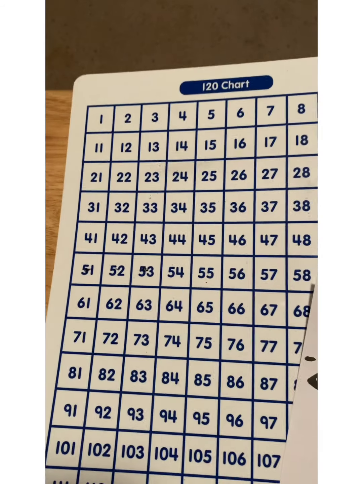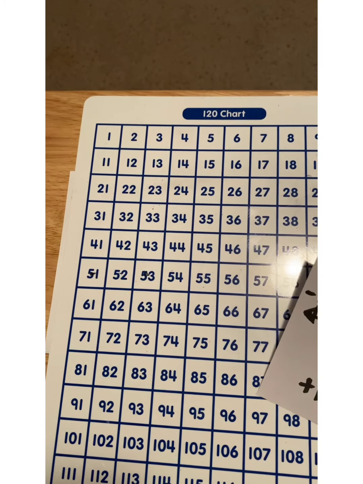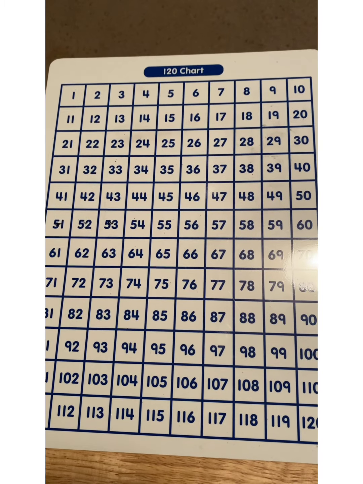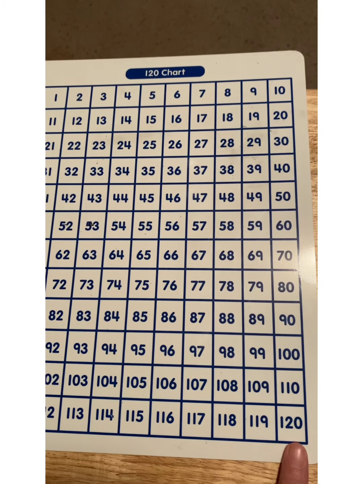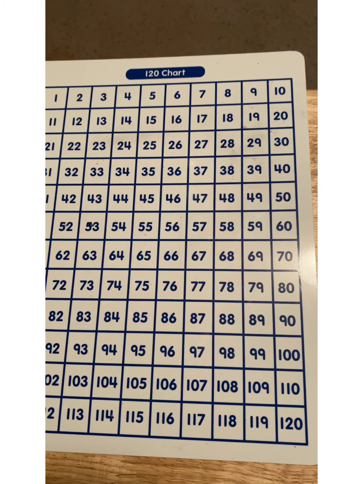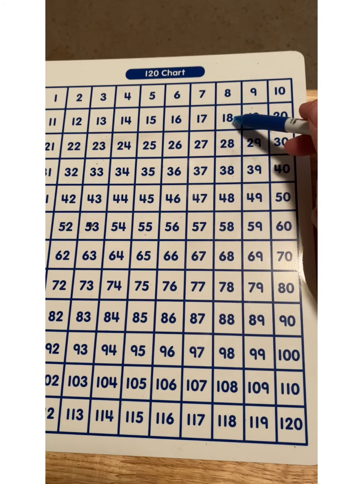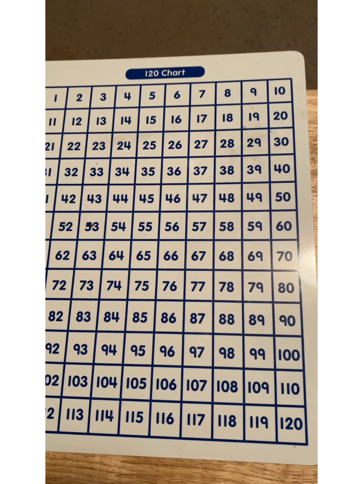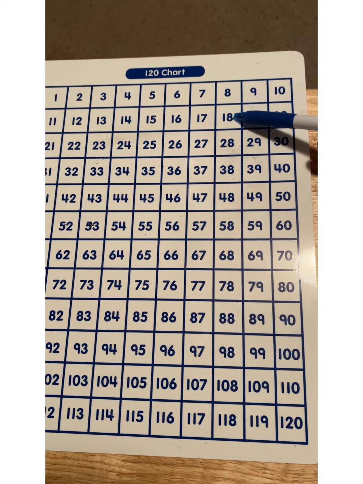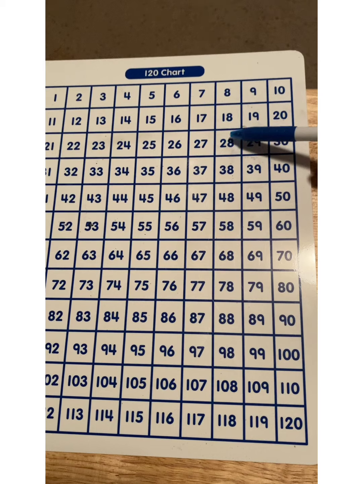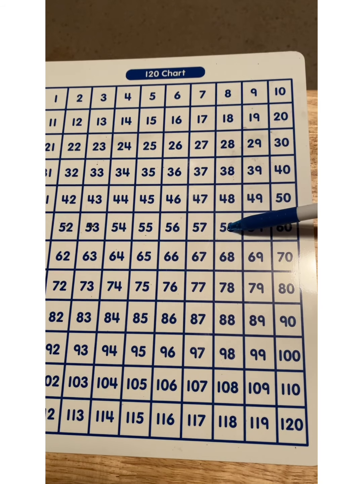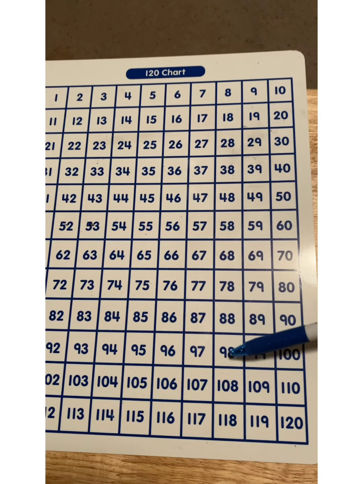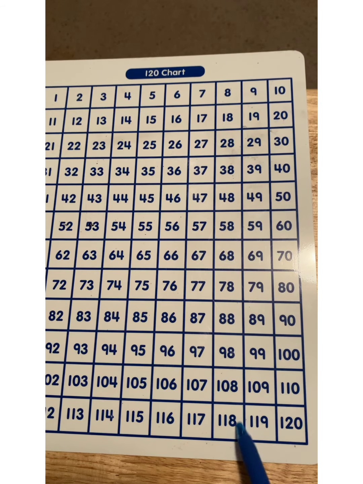All right, so now we're on the tricky part. 100 more, well, 120's chart sometimes only goes to 120, right? This one we're gonna be okay with. So 18 plus 100. How many tens are in 100? There are 10 tens in 100. So let's count our tens. 10, 20, 30, 40, 50, 60, 70, 80, 90, 100. Here we go. 18 plus 100 more equals 118.